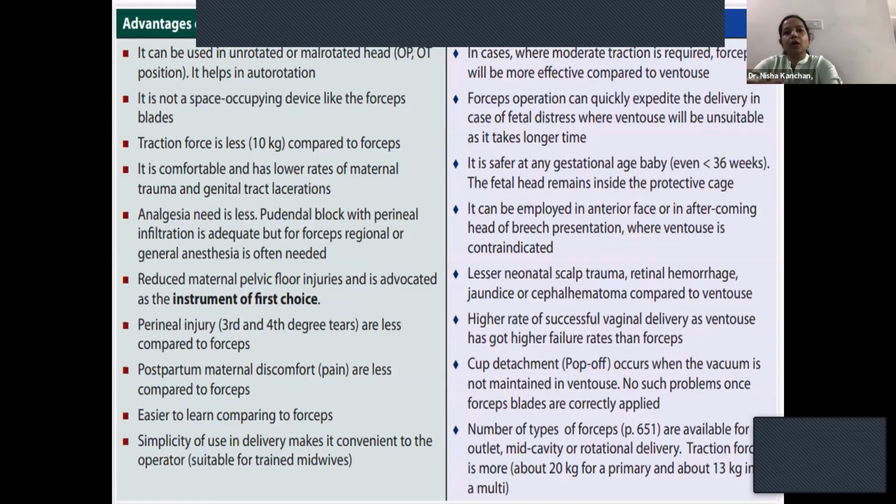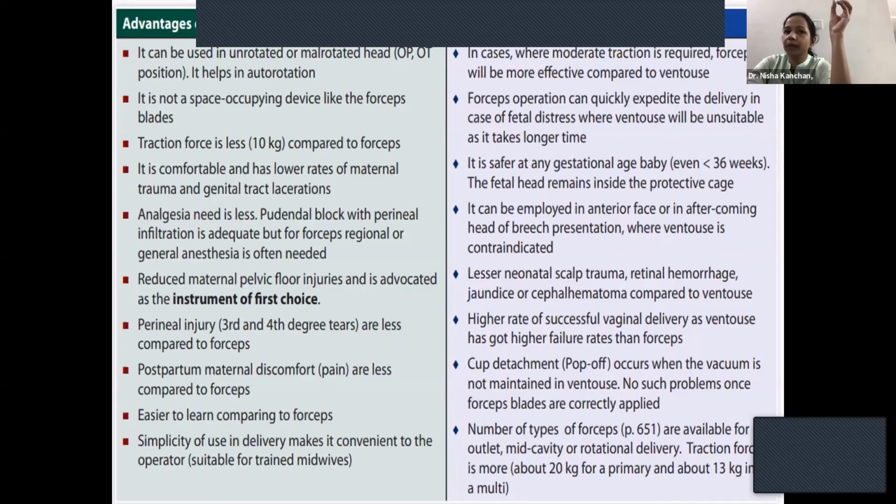Advantages of vacuum are, it can be used in unrotated or malrotated head, like in occipital posterior, occipital transverse. It is very difficult to apply forceps there. You will end up applying the forceps on the baby's face. But vacuum, you can apply in that. It helps in auto rotation. When you're pulling, the baby's head rotates. So for unrotated head, it is better to apply vacuum and rotate it.